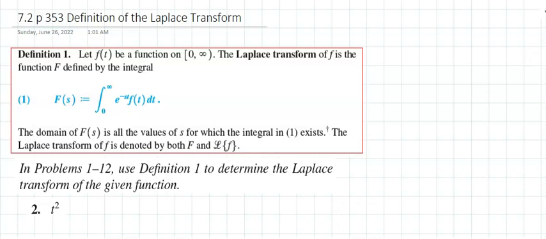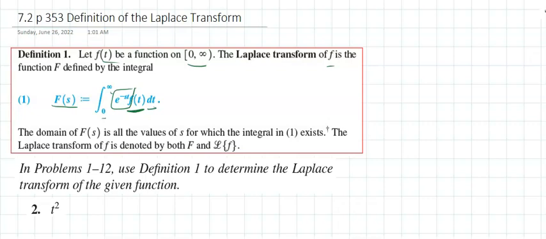Section 7.2 talks about the definition of the Laplace transform. Definition 1 says let f of t be a function on 0 to infinity. The Laplace transform of f is the function F of s where you integrate from 0 to infinity this function f with respect to t, but you multiply it by e to the negative st.